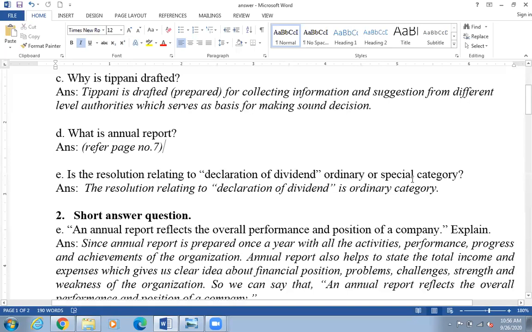We are not selecting anything like a monthly plan, we are just distributing money. That's why it is just the ordinary category. So the resolution relating to declaration of dividend is an ordinary resolution. That is the answer.